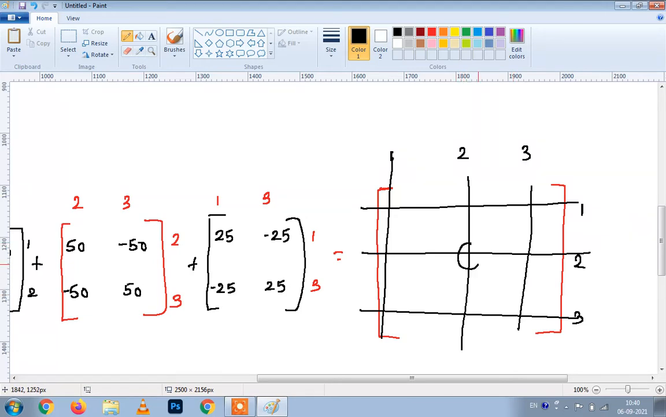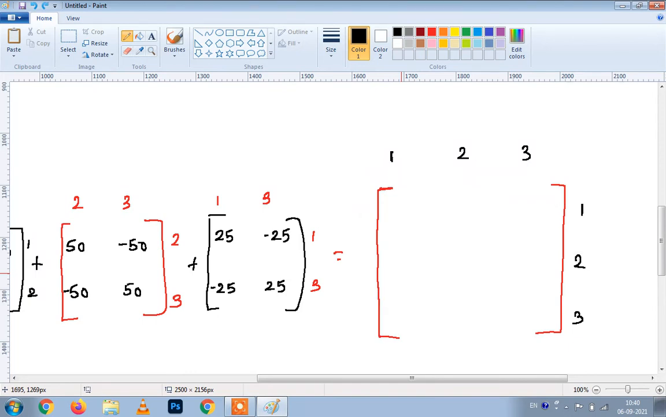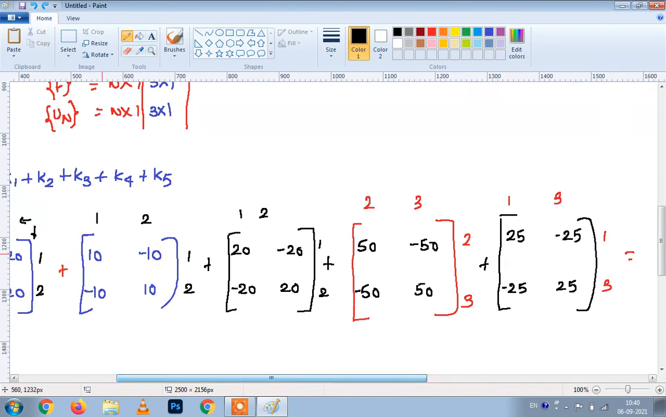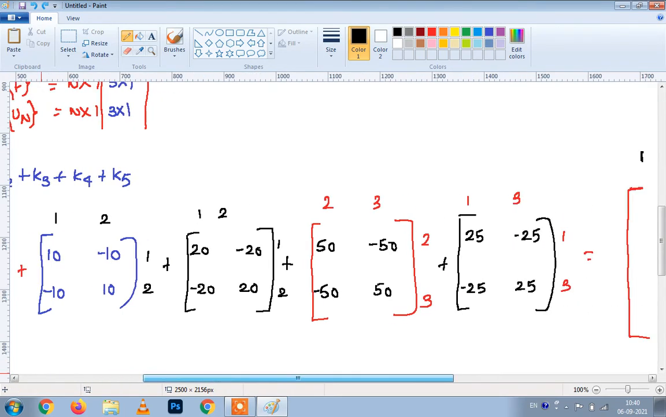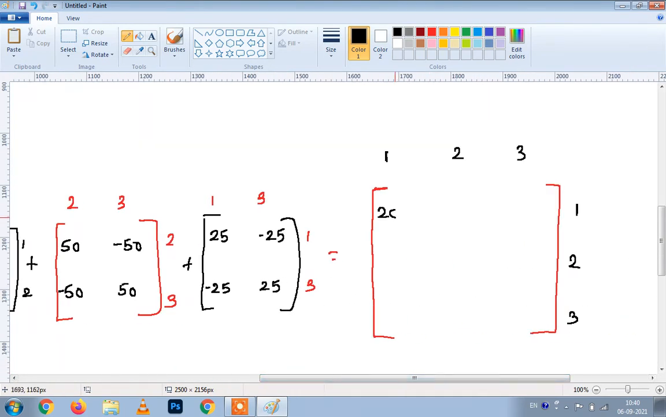If I want to find out the position of this, how can we say it? It is in second row, second column. This one is in third row, third column. This one is in first row, first column. Similarly, we have to place all the elements from these 5 matrices. If you look at here, 20, minus 20, minus 20, 20, it is between 1 to 2. So it will be written as 20, minus 20, minus 20, 20.